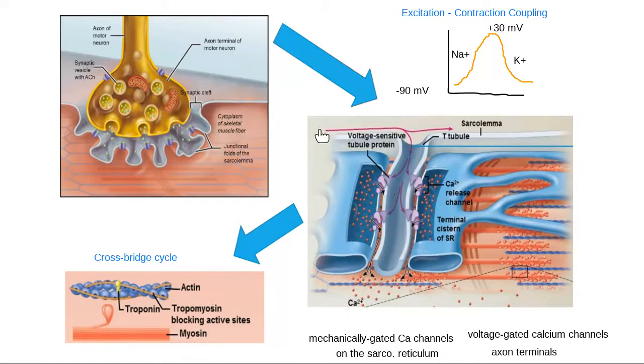But the rest of the sarcolemma is not going to have these voltage sensitive proteins, and it's not going to have those mechanically gated calcium channels. These are only found on the sarcoplasmic reticulum, and these sensitive proteins are only found on the T-tubules.